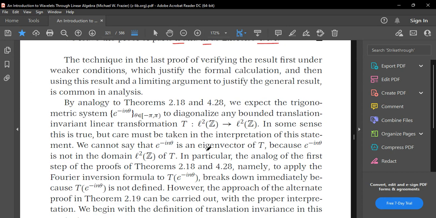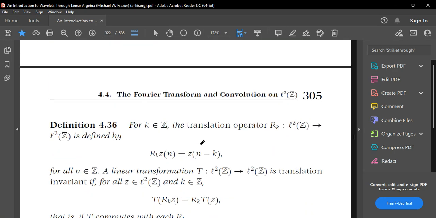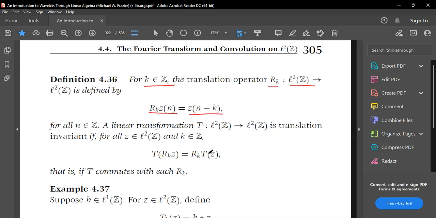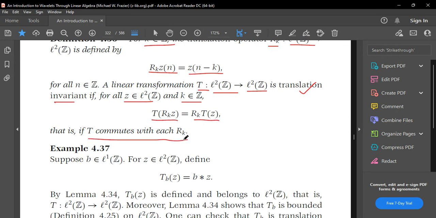Okay, we will move to the next part: what is the translation operator Rk defined in L2 of Z. Similarly, analogous to the L1 part, we have k belongs to Z. It is defined by Rk Z of n equal to Z of n minus k, and the linear transformation T from L2 of Z to L2 of Z is translation invariant if for all Z belongs to L2 of Z, k belongs to Z, T of Rk Z is equal to Rk T of Z. That is, T commutes with each Rk for each k belongs to Z.